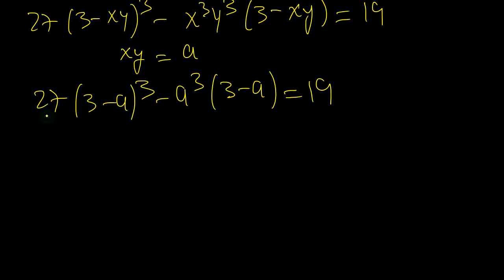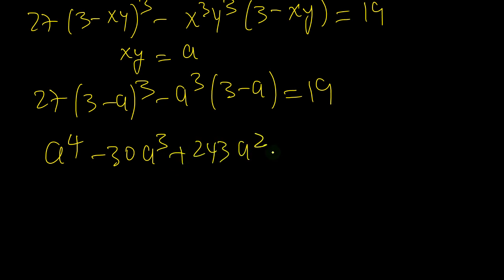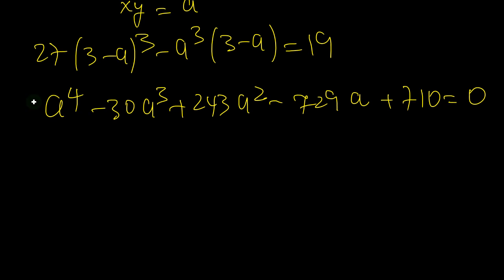And then simplifying this, guys, we're gonna get at the end that this is gonna be a to the 4. Let me erase this in here. So we're gonna have a to the 4 minus 30 a to the 3 plus 243 a squared minus 729 a, and then plus 710 equals 0. Okay, simplifying this, we have this fourth degree equation.